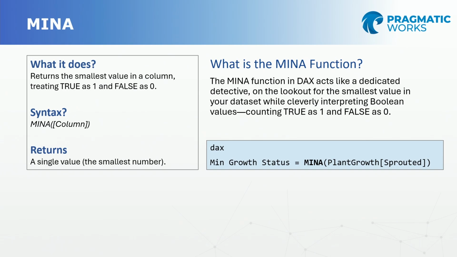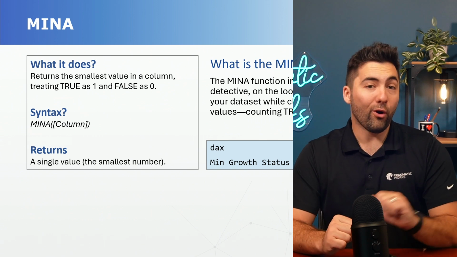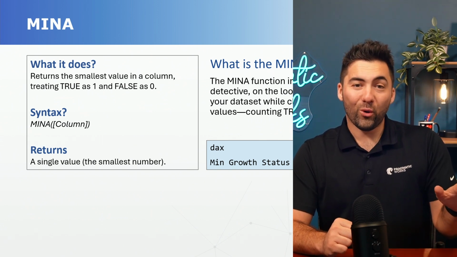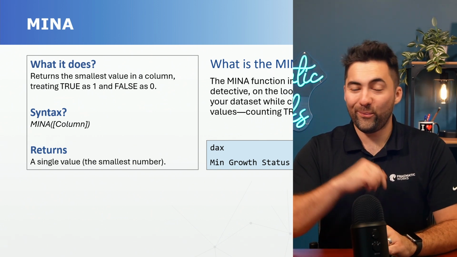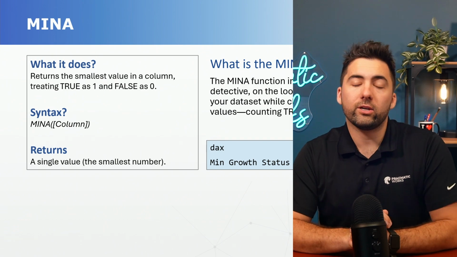Now, consider this. We have used a functions for Boolean values, true, false, flags, those types of items. So really the minimum is either they're all 1 and we get a 1, or there's a 0 somewhere and we're going to get a 0. That is what this is going to return.